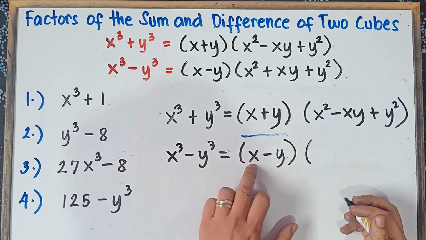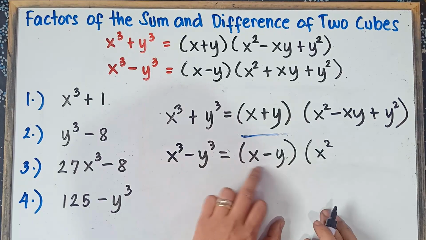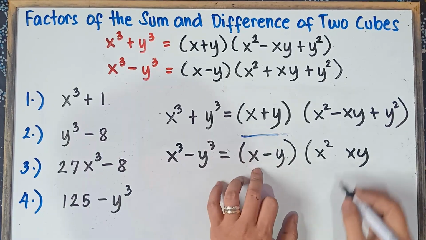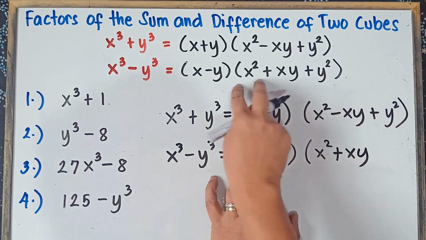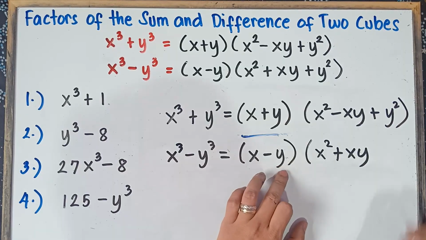So get the square of the first term, x times x, that would be x squared. Multiply the first term by the second term, x times y, that would be xy. And then your answer, class, it must be all positive. So check this one out, class. It must be all positive. And then get the square of the second term, y times y, that would be y squared.